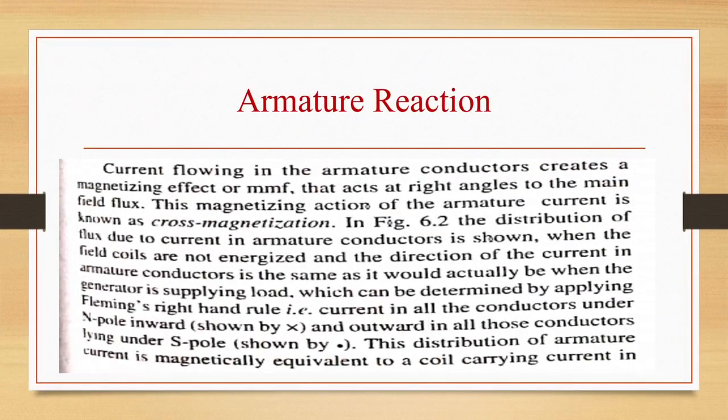Current flowing in the armature conductors will create a magnetizing effect or MMF that acts at right angles to the main field flux. This magnetizing action of the armature current is known as cross magnetization. So the current flowing in the armature conductors will create its own MMF, and that will act at right angles to the main flux, and this magnetizing action of the armature current is known as cross magnetization.